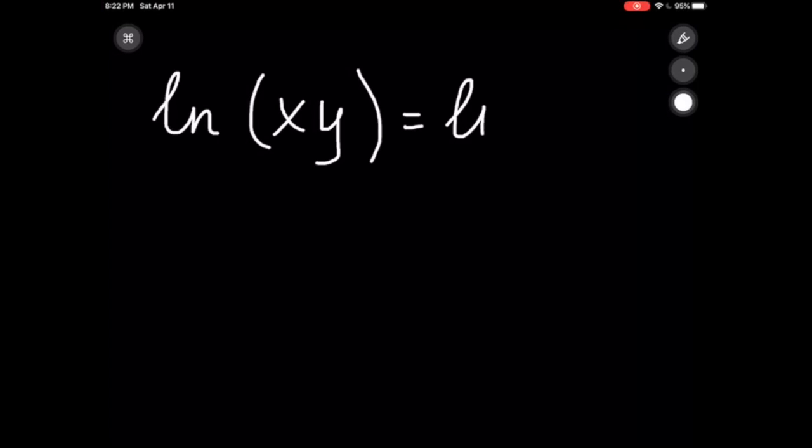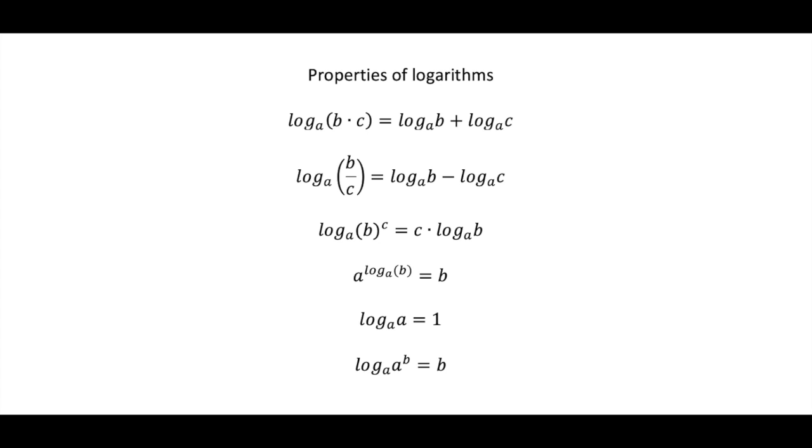Here is another example of expanding logarithms, ln of xy. Using the exact same property, this will expand to ln x plus ln y. Now let's go back to the list of the properties and look at the second one.